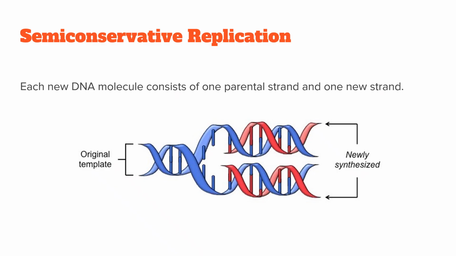Semi-conservative means each daughter DNA molecule has one parental strand and one newly synthesized strand. The classic Meselson-Stahl experiment confirmed this by labeling old DNA, then showing that each new double helix carried one old strand paired with one new strand. This model helps explain both fidelity and continuity of genetic information.